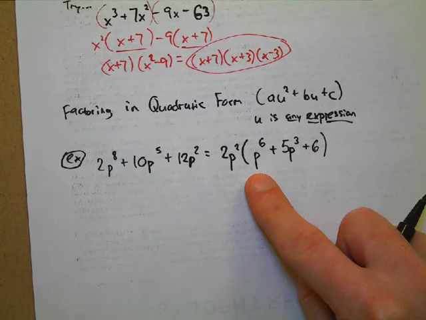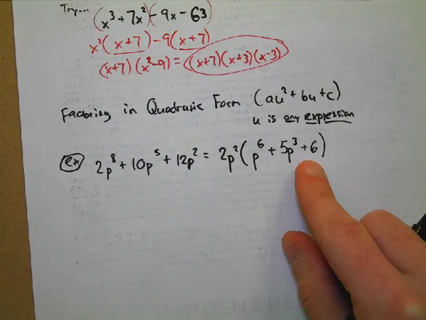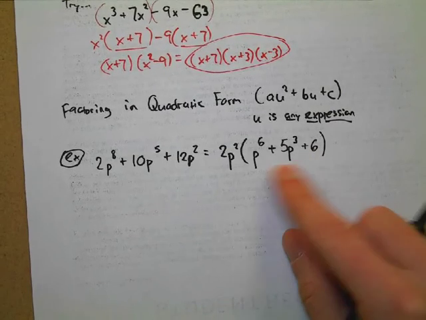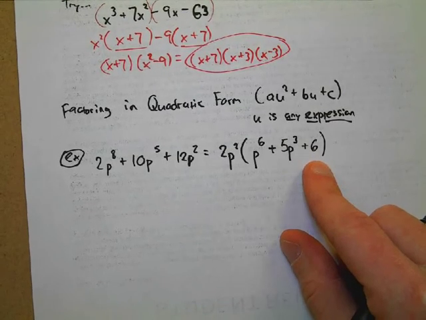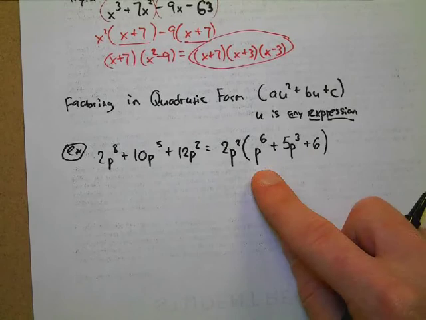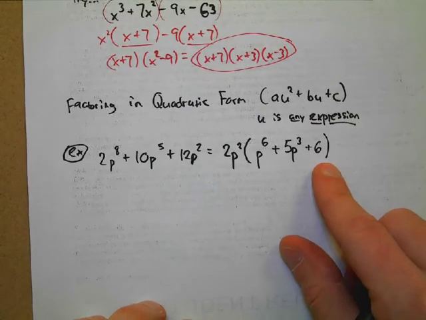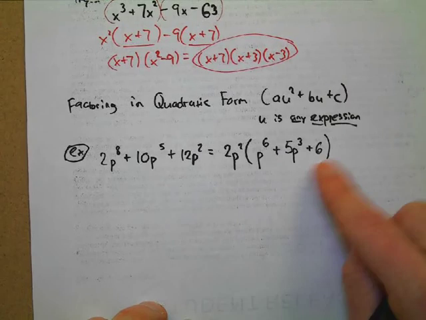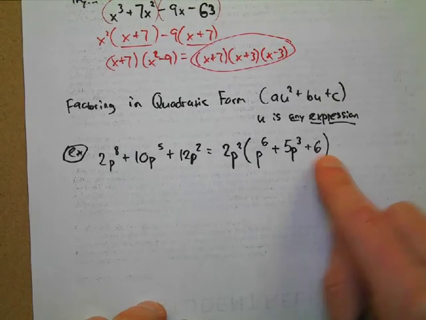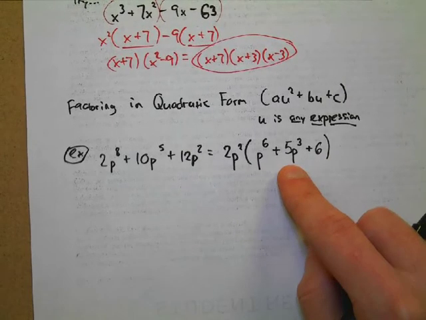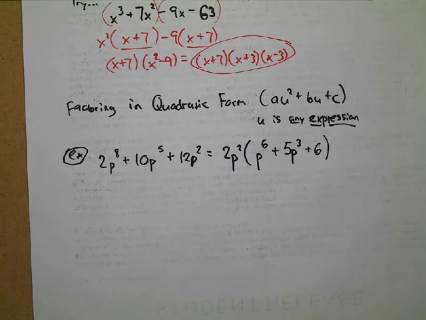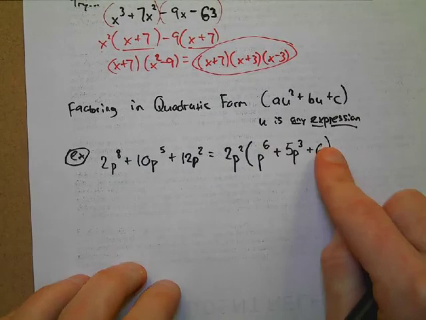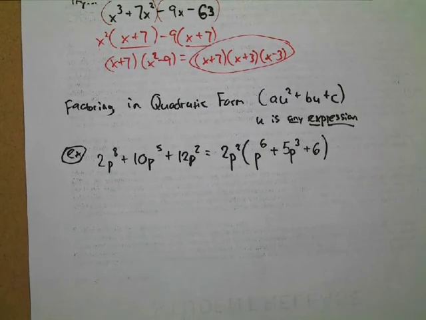Is there a difference of perfect squares here? No. A sum of perfect squares? No. Is this a sum or difference of cubes? Well, we have two cubes being added, but then we have this plus 6 as well, which is not a perfect cube. A sum or difference of cubes should be one perfect cube plus or minus a perfect cube. But we have 3 things, so we can't use the sum or difference of cubes formula.